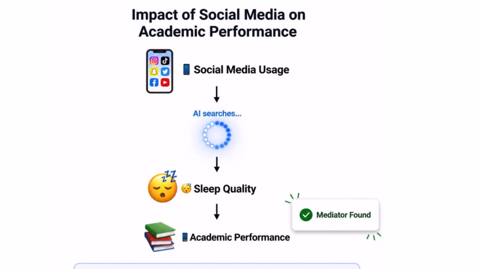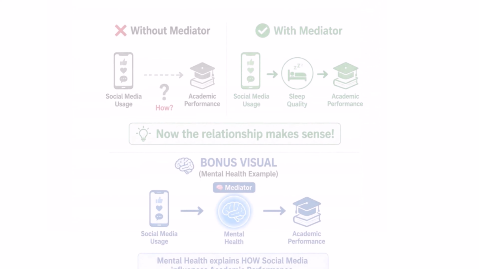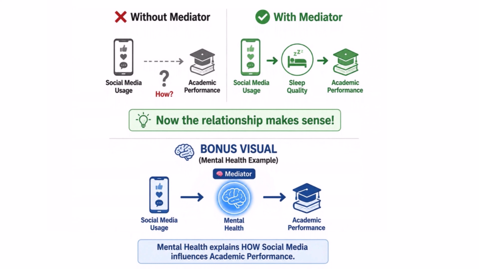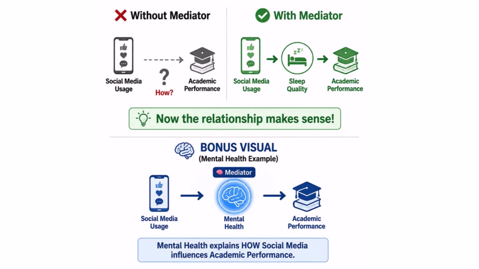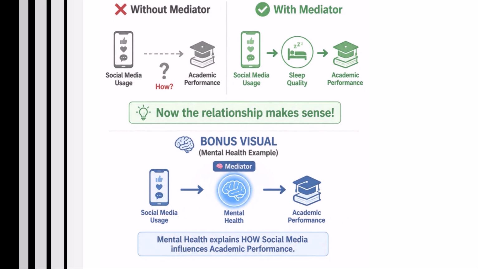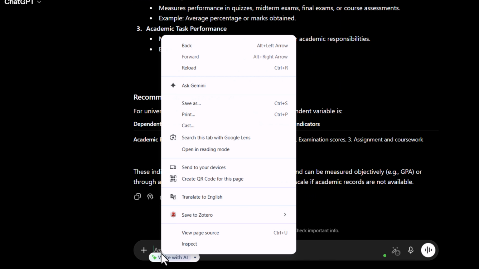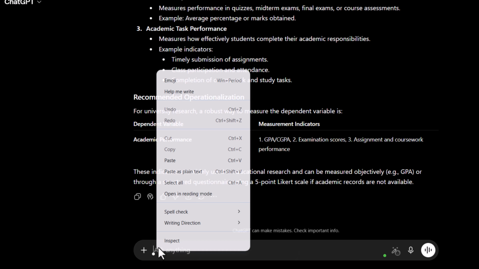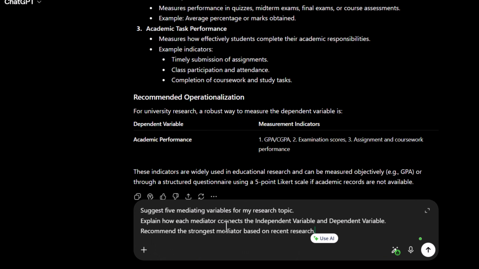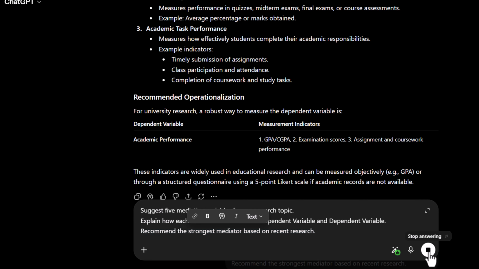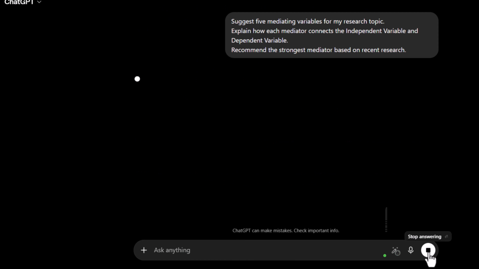Another example: social media usage, then mental health, then academic performance. Again, mental health explains how social media influences academic performance. So again, go to ChatGPT and write, "Suggest 5 mediating variables for my research topic." Explain how each mediator connects the independent variable and dependent variable. Recommend the strongest mediator based on recent research.